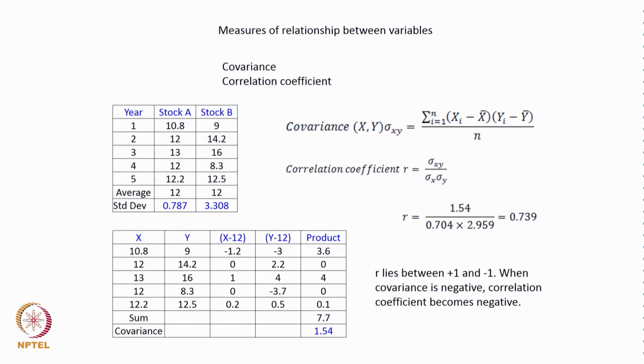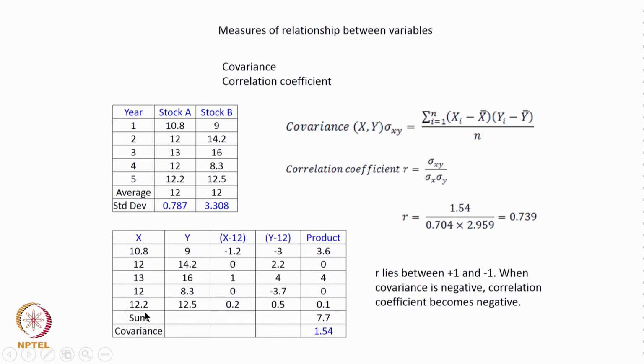We have already seen that the average is 12 in both the cases. The standard deviation is 0.787 and 3.308. Now, we define another measure called covariance, and covariance is defined as sigma (xi minus x bar) into (yi minus y bar) divided by n. So, we are showing the calculations here.